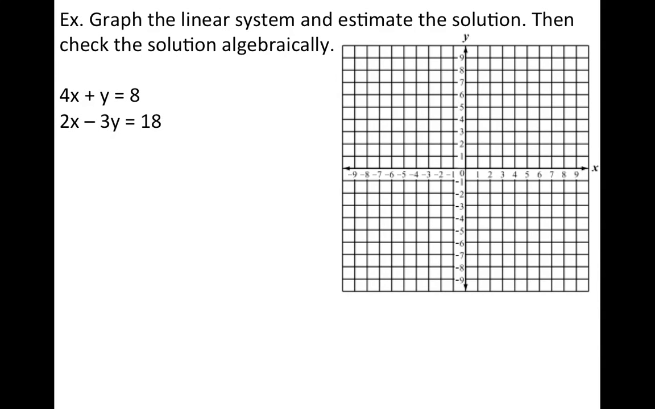And we have one more, figuring out the system here. So go ahead and solve them out for y, and then go ahead and graph them. For the first equation, you should get y equals -4x plus 8. In the second equation, you should get y equals 2/3 x minus 6. And when you graph those to find the solution, your solution is 3, -4.